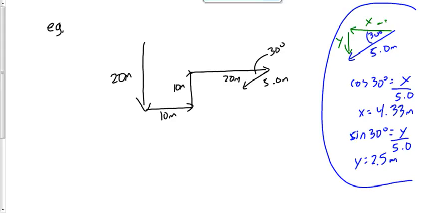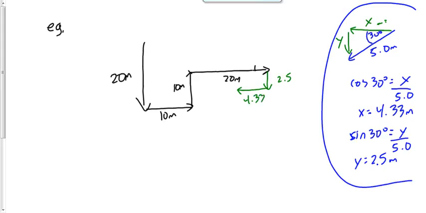And then let's replace that 5 meters at 30 degrees, because I don't like it, so I might as well get rid of it as soon as I can. Going to replace it with 2.5 down and 4.33 back this way.